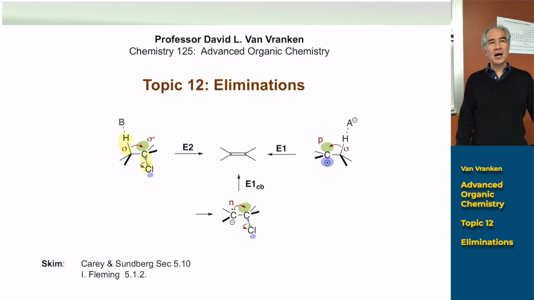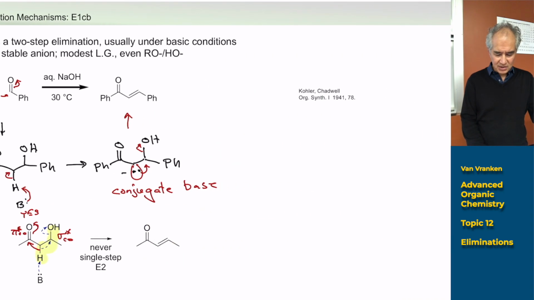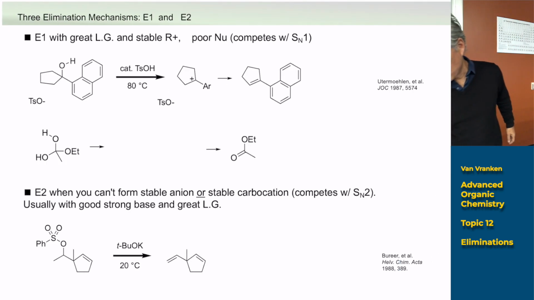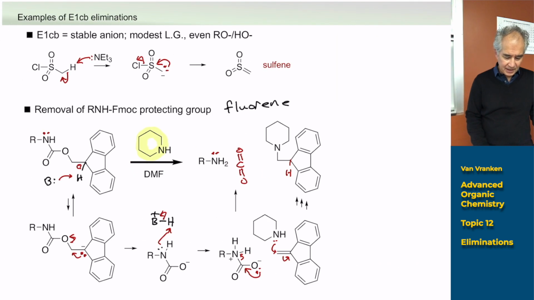pulling off a proton and then eliminating something out to make a pi bond. And we're mostly focusing in this section on C=C pi bonds. But that's not exclusively what we're talking about. Okay, let's go ahead and talk about, when we left off, I was showing you some elimination mechanism that goes through something called the E1 conjugate base.